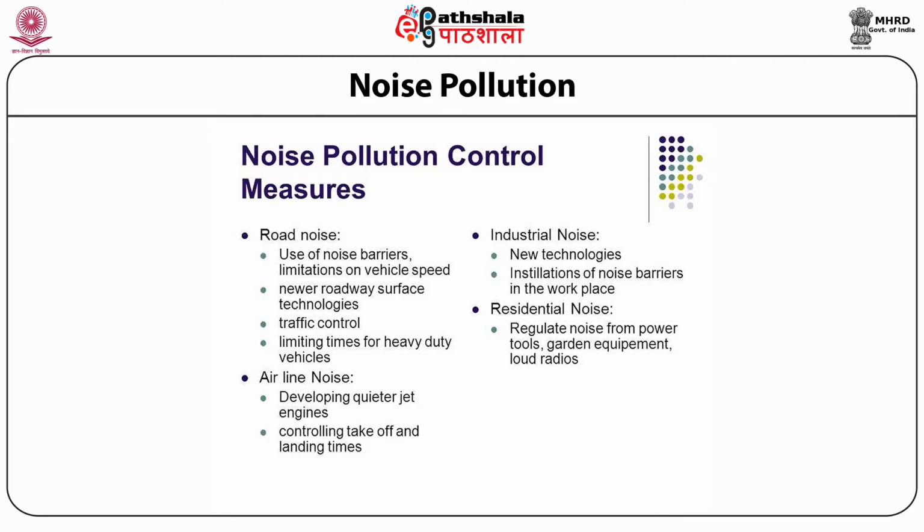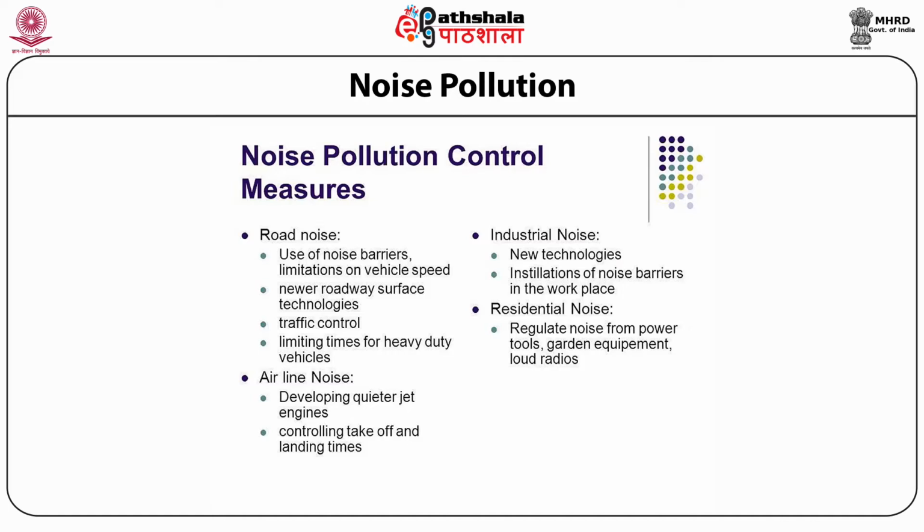Noise pollution can be controlled by using various measures. For example, road noise can be controlled by use of noise barriers, limitations on vehicle speed, newer roadway surface technologies, control of traffic, and limiting time for heavy duty vehicles, and airline noise can be controlled by developing quieter jet engines and controlling takeoff and landing times.